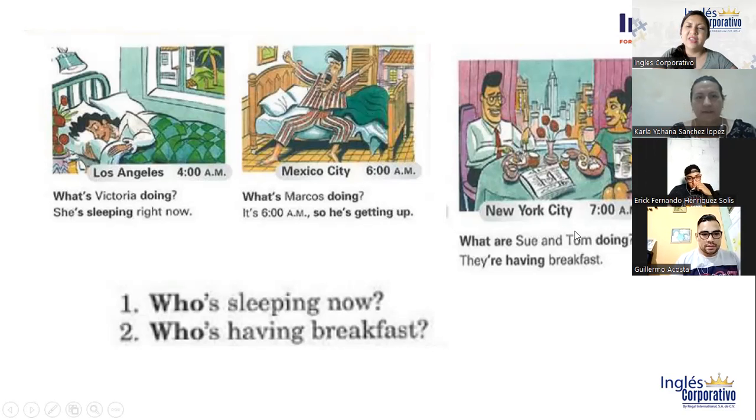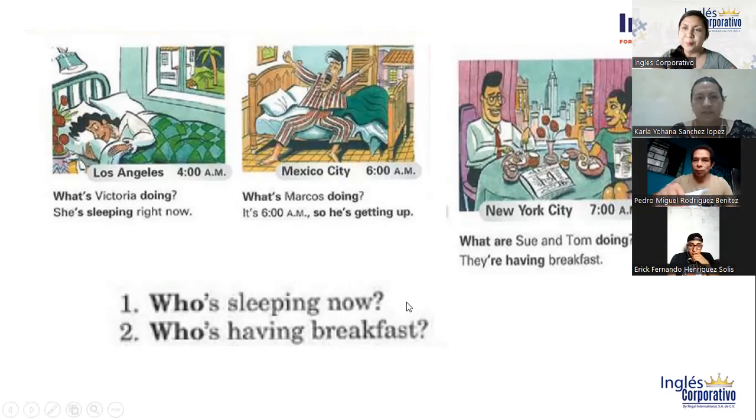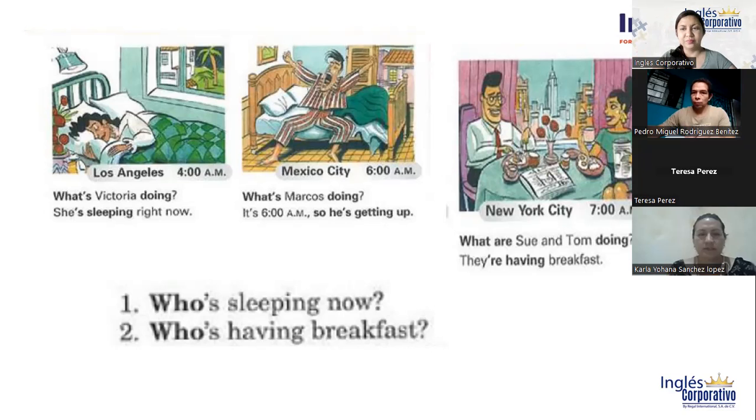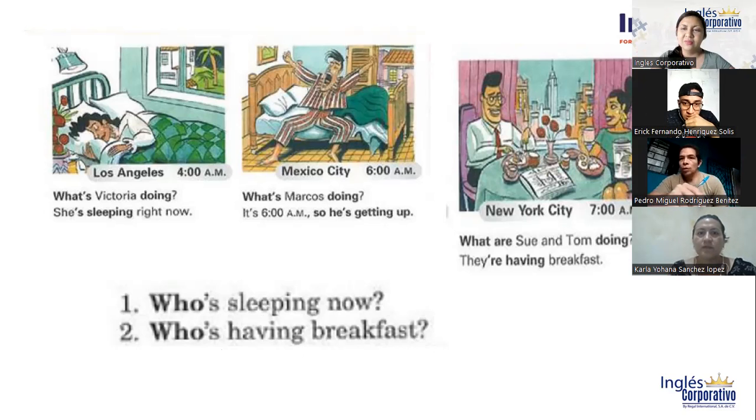New York City, 7 a.m. What are Sue and Tom doing? They're having breakfast. Okay. Who is sleeping now? Victoria. Victoria is sleeping right now. Okay, who is having breakfast? Sue and Tom. Sue and Tom are having breakfast.